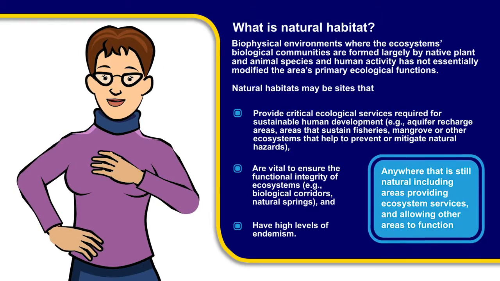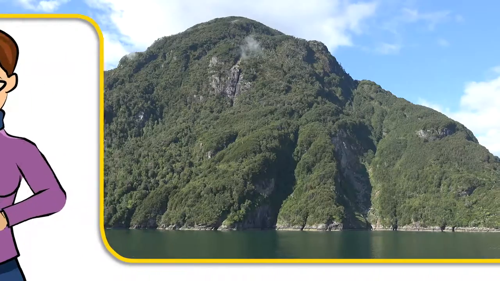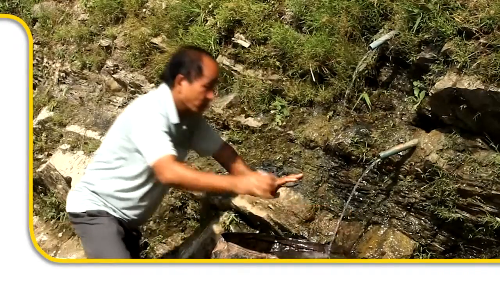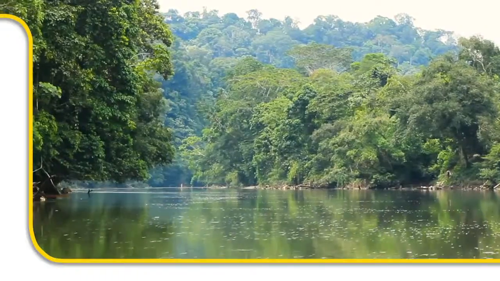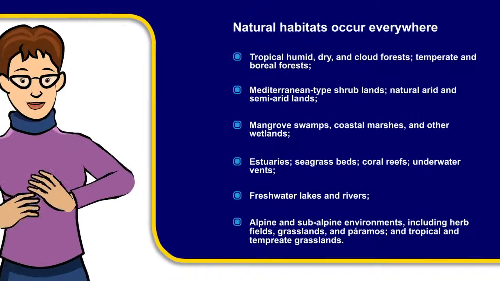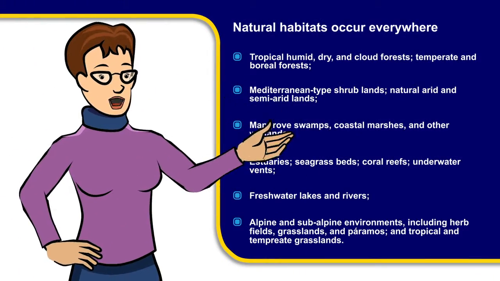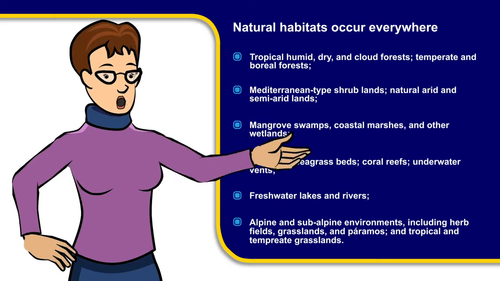The term natural habitat covers anywhere that is still natural, and includes areas that provide ecosystem services, as well as areas that allow for more valuable sites to function naturally. An example would be a biological corridor. The policy provides a long list of examples of natural habitat, but it isn't exhaustive.